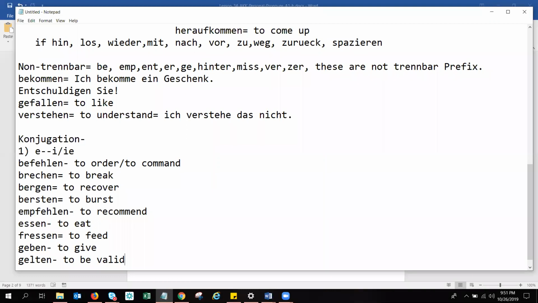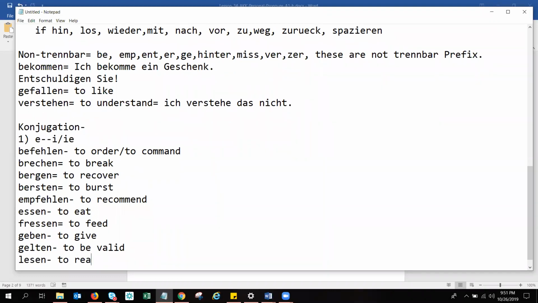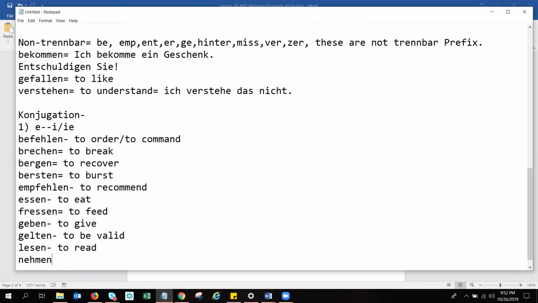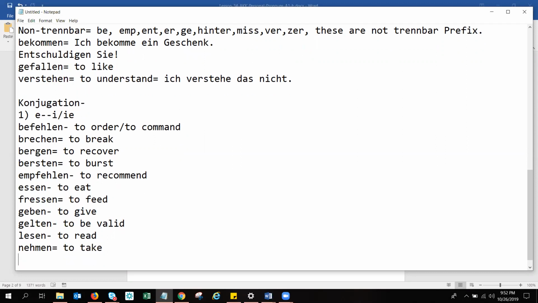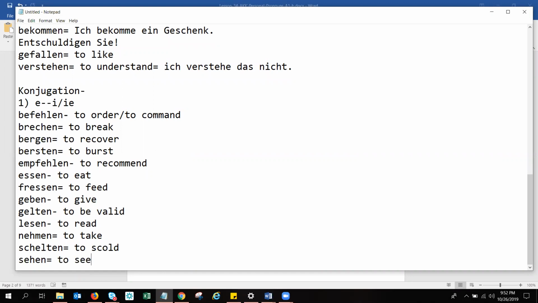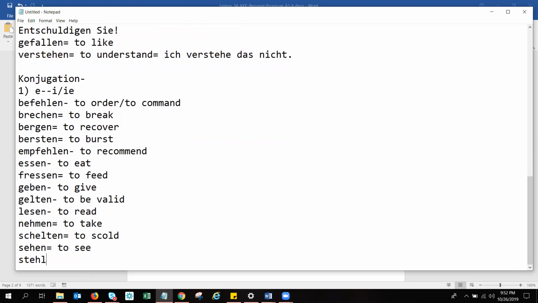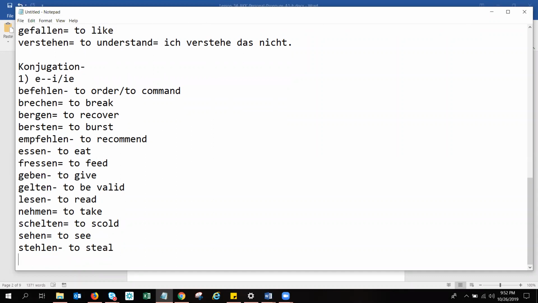Okay. After that we have done lesen. Lesen is to read. This we have done. Then nehmen we have done, which means to take. Uh, there is one word, schelten. Schelten is to scold. To scold. Okay. Then we have done sehen also. Sehen means to see. And there is one verb, stehlen. Not stellen, it's stehlen. Stehlen is to steal. To steal something. Then we have sterben. Sterben means to die.